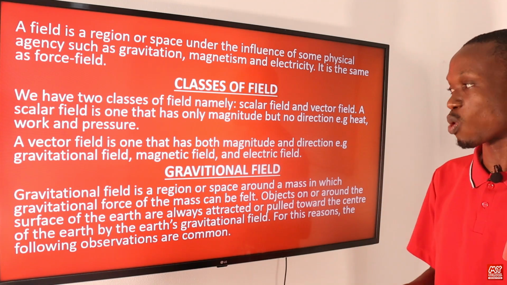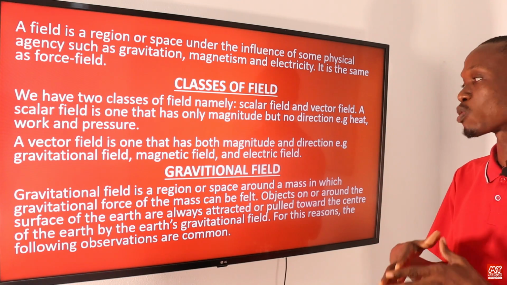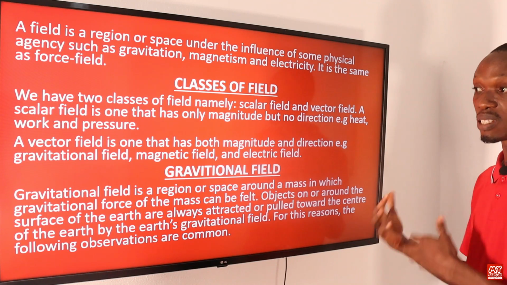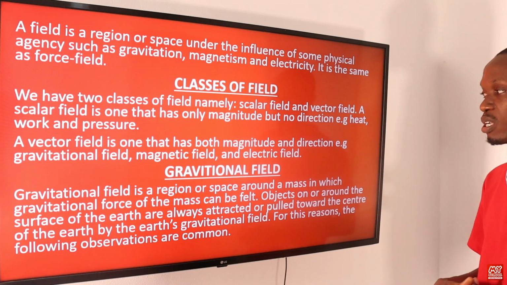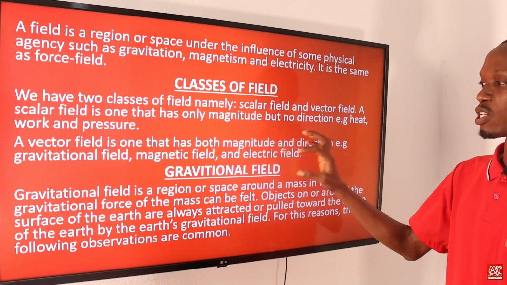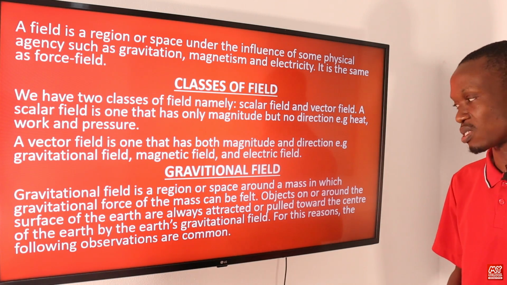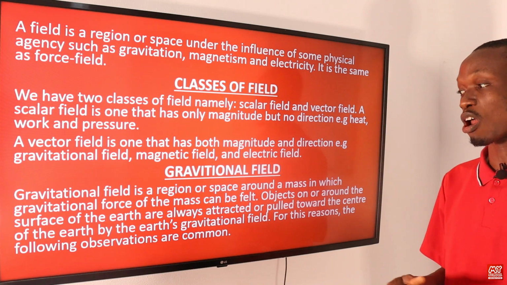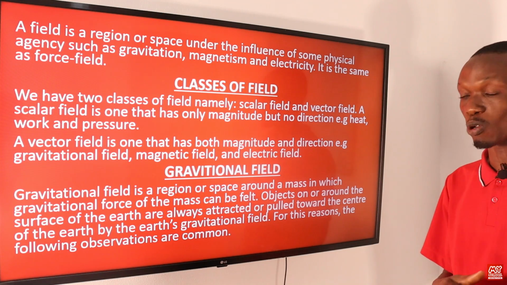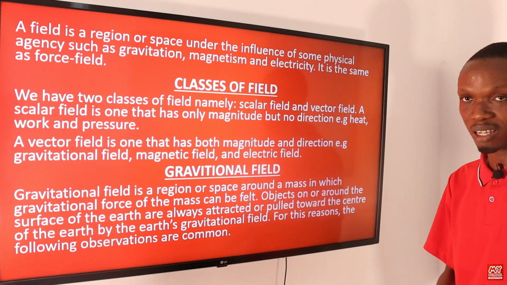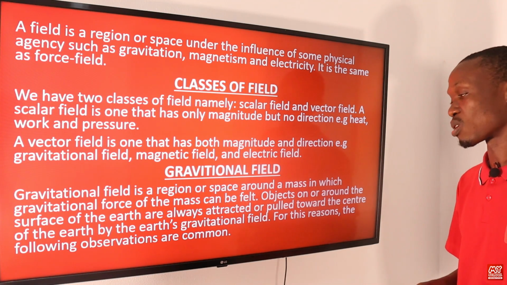While a vector field is one that has both magnitude, of course, magnitude there represents size, so it has both magnitude and direction. An example is gravitational field, magnetic field, and electric field. Right now, let's talk about gravitational field. A gravitational field is a region or space around a mass in which the gravitational force of the mass can be felt. So objects on or around the surface of the earth are always attracted or pulled towards the center of the earth by the earth's gravitational field.